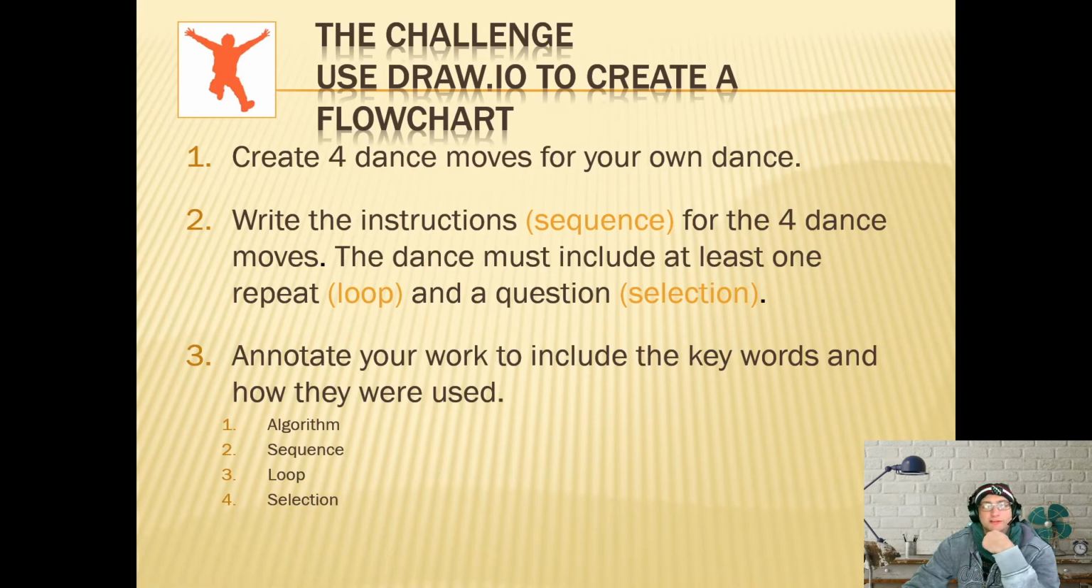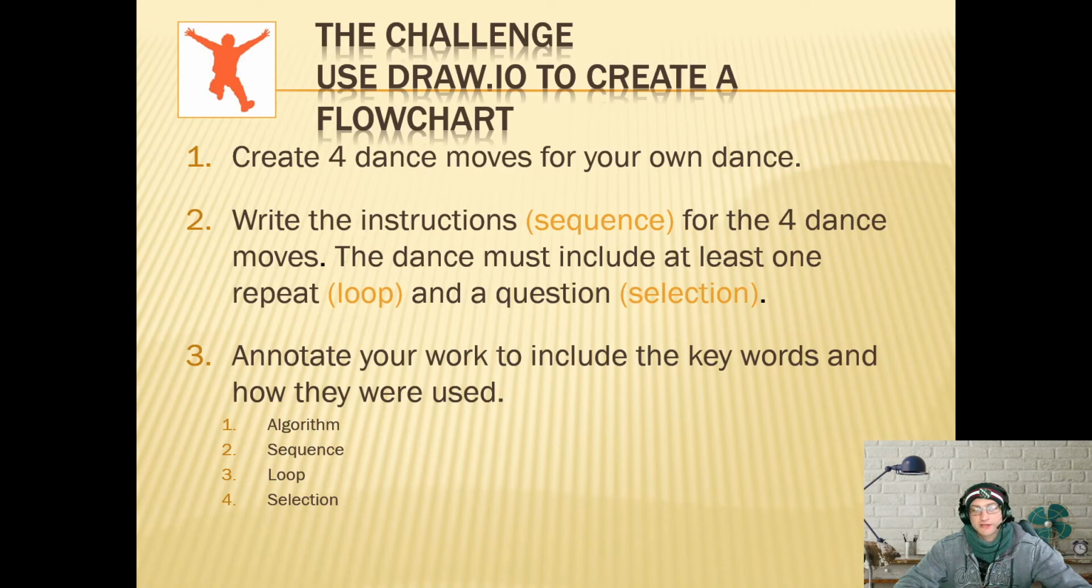Okay, what I'd like you to do then, from what you've learned there, is create a flowchart for me with 4 dance moves for your own dance. Make sure that you sequence it using a flowchart. It must contain at least 1 repeat, so you should maybe repeat at least one of the moves a couple of times, and make sure that it's got a question. It's got some selection, a diamond box with a yes no coming off it. And then I want you to annotate your work to include the keywords and how they were used.